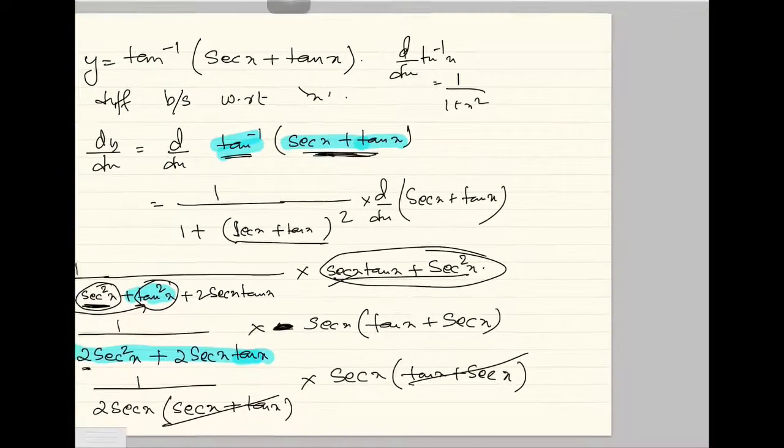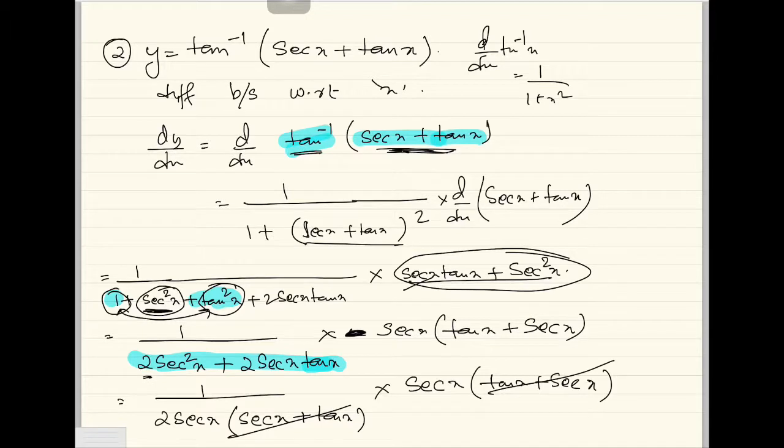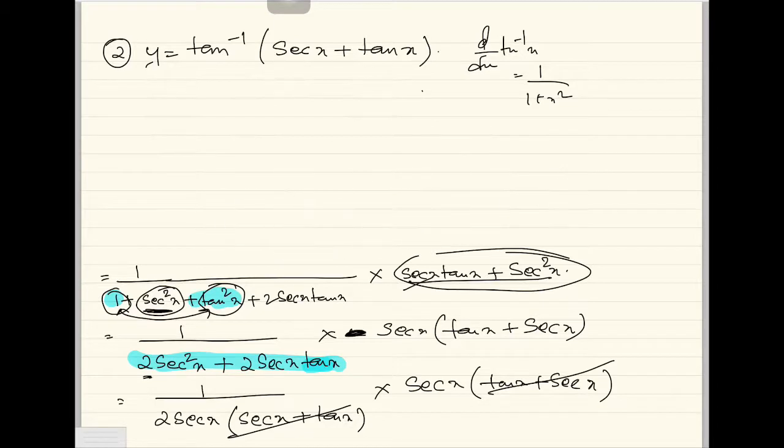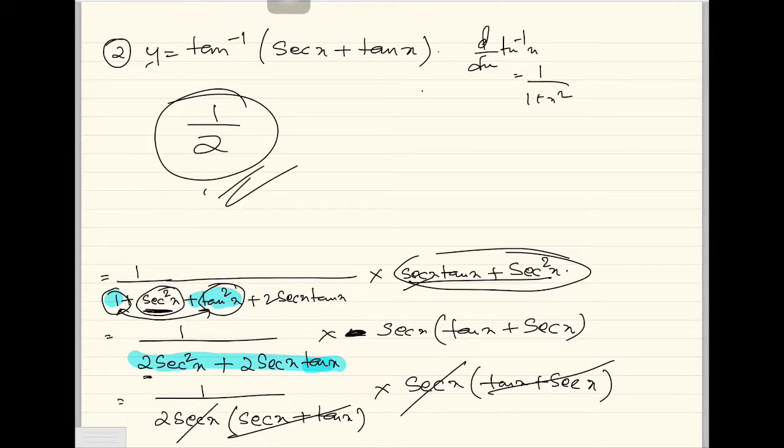And what should be your answer? Let me rub this a little here, so maybe I'll do it here. So what will be the answer, everyone? So the answer is sec x, and sec x also gets cancelled, by the way, so the answer is half, interestingly. So what's the answer of this? What's the derivative of a tan inverse sec x plus tan x? Simply half. That's the leftover, isn't it?